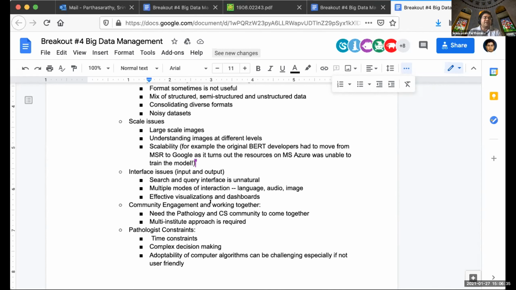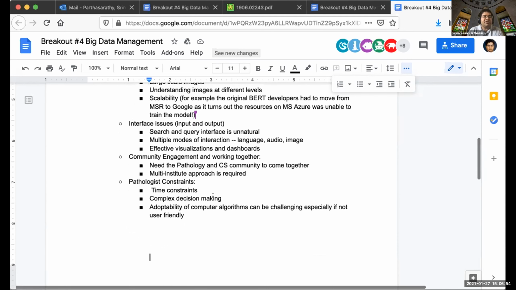And then several of them talked about the need for effective visualizations and dashboards, including ways in which you can percentile a particular case in connection with others that they have seen before, which may be helpful for various kinds of prognosis and diagnostic considerations.